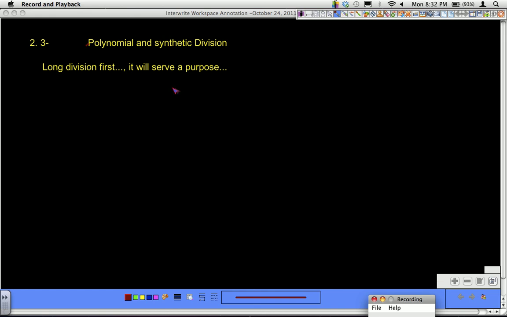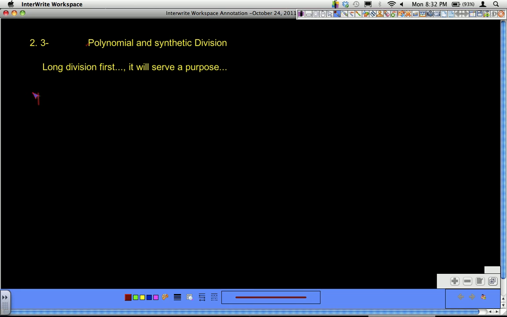In this section we're going to talk about polynomial and synthetic division. And first things first, take care of long division, and like it says here, it'll serve a purpose, even though right now it just seems like a lot of busy work. But first let's do a little review on normal division. So let's do one like this.